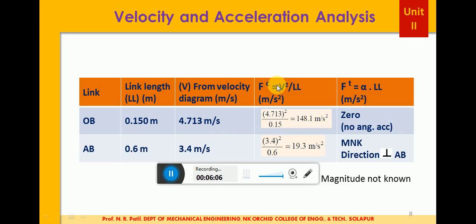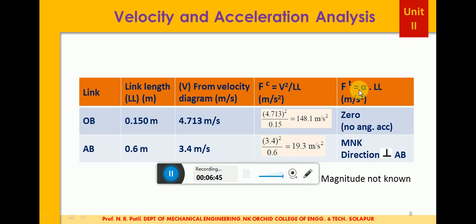Now the next one: acceleration has two components, the centripetal component of acceleration and the tangential component. You know that. The centripetal component of acceleration is given by v square by r, where r is nothing but the length of the link. So v square by r will give you the centripetal component of acceleration. Since you know the velocity of OB and the velocity of AB, you can get the centripetal acceleration of B with respect to O and A with respect to B.